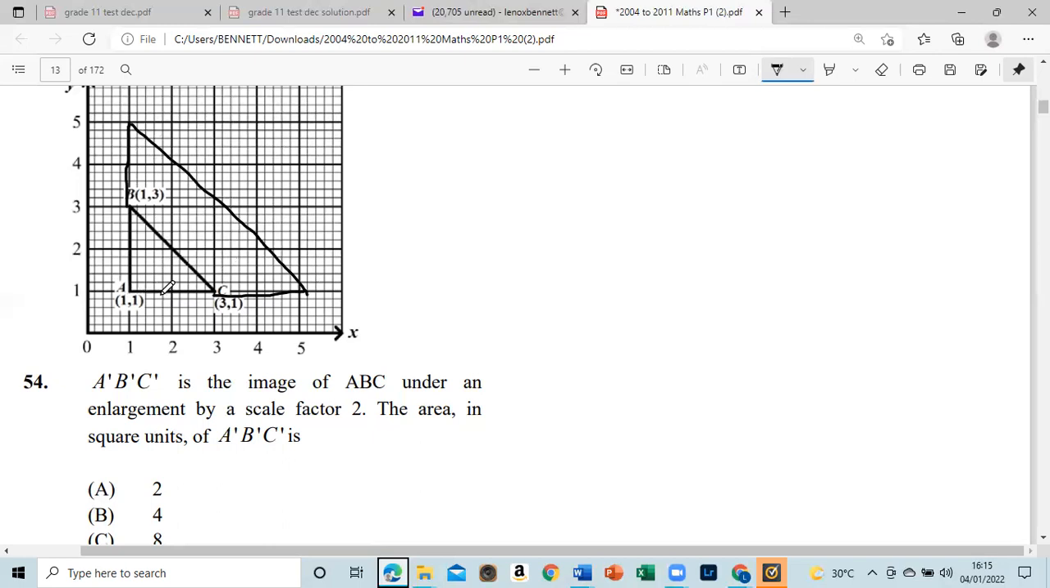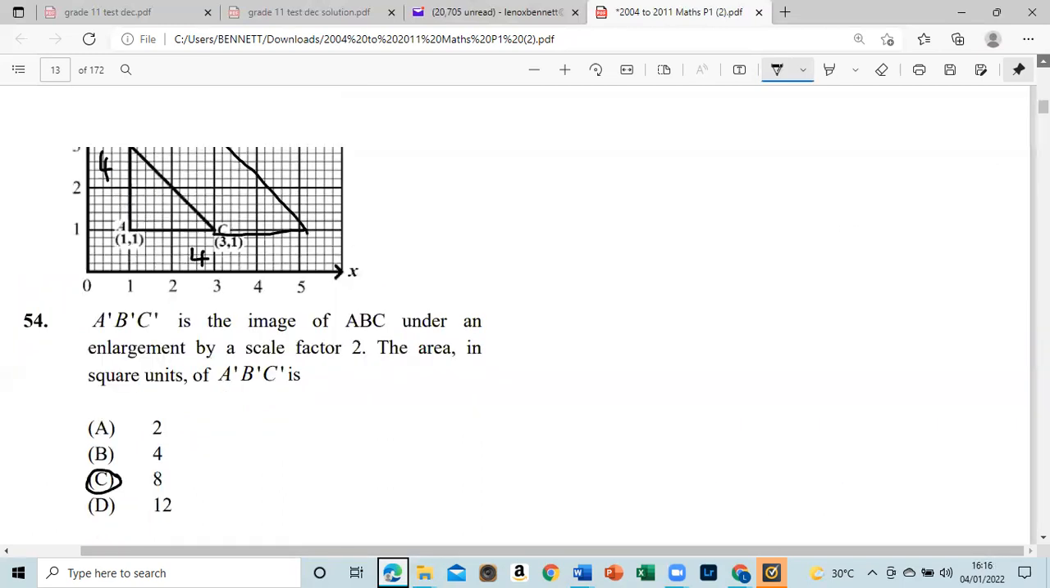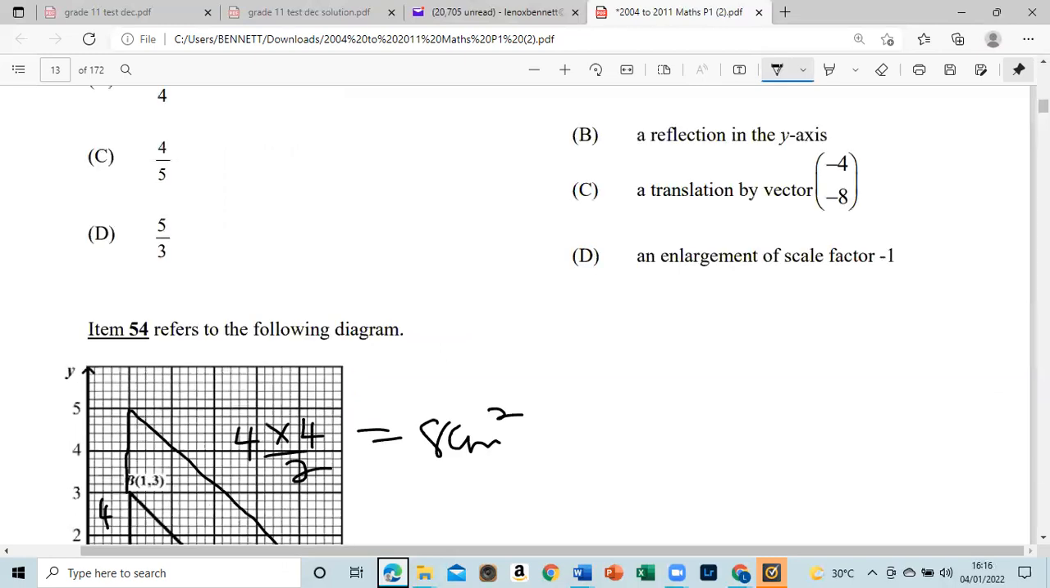So let's see, 1, 2, 3, 4. So these are 4 units, and this also will be 4 units. And it's a right angle triangle, so 4 times 4 gives us 16, divided by 2. So our answer will be 8. So our answer is C. Don't guess it, guys. Don't guess it. Let me show you the real explanation. Alright, we're going to move on.